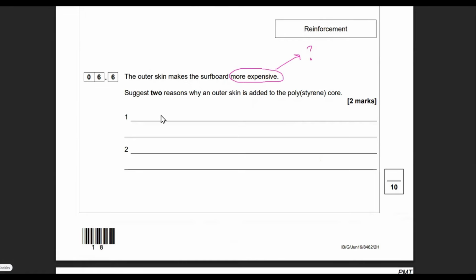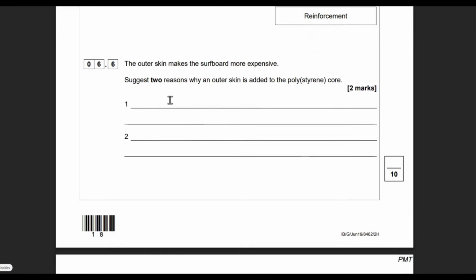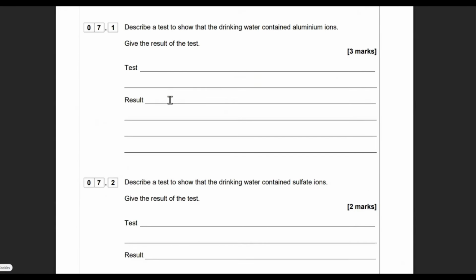6.6. The outer skin makes the surfboard more expensive. What could be two reasons for the company spending more money on making these surfboards? That's not good for them to make it more expensive, right? However, this outer covering makes it last longer. It doesn't crack or break or weather as quickly, so it's more durable and stronger, less likely to snap when you're surfing. You don't want that when a shark comes up behind you.